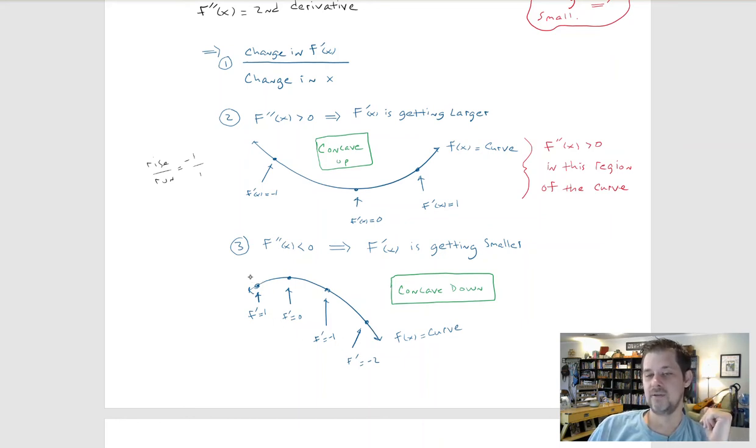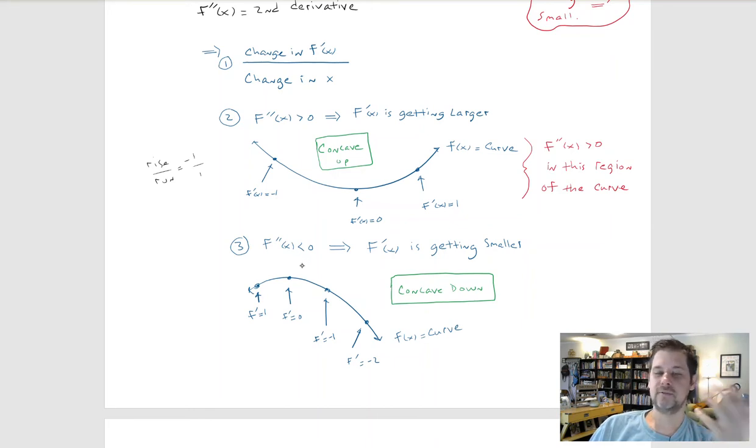So here the curve is sloped upward very slightly with a slope of 1. Here it's flat or horizontal with a slope of 0. And then it gets steeper and steeper downhill. The slope is -1, then it's -2. That would be an example of the change in the derivative being such that it is becoming a smaller and smaller number. So in that case, the second derivative is less than 0, or negative.